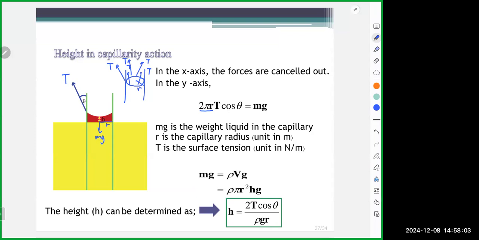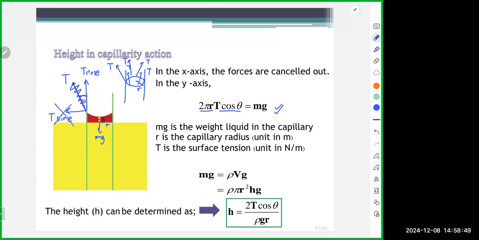And you have to consider the axis right here: T cos theta, T sine theta. All the force in the perpendicular direction would be cancelled out, leaving just T cos theta. So T cos theta multiplied by 2 pi r equals mg right here.